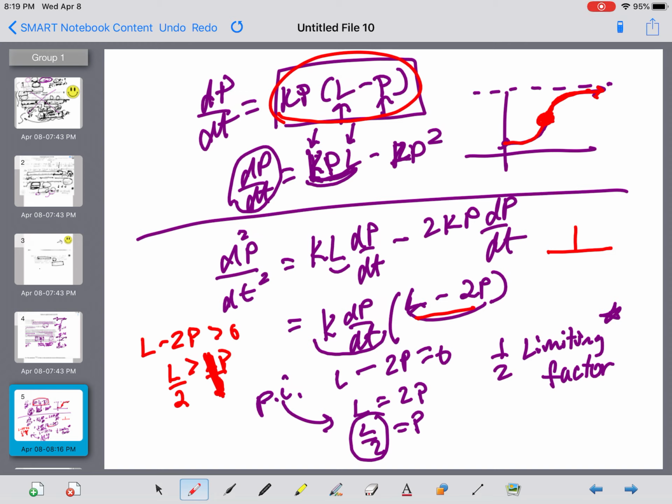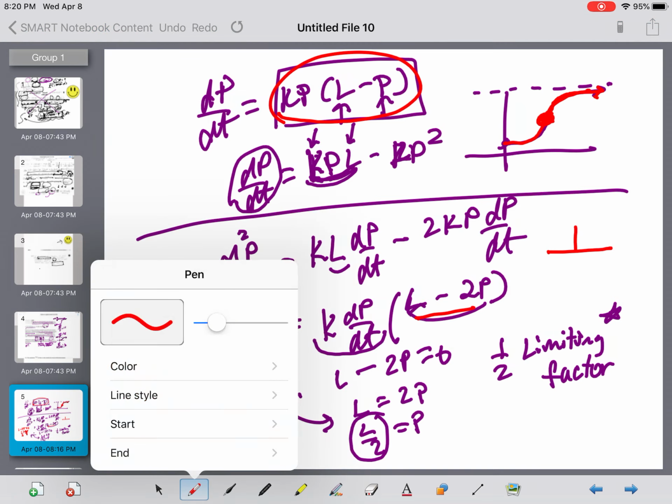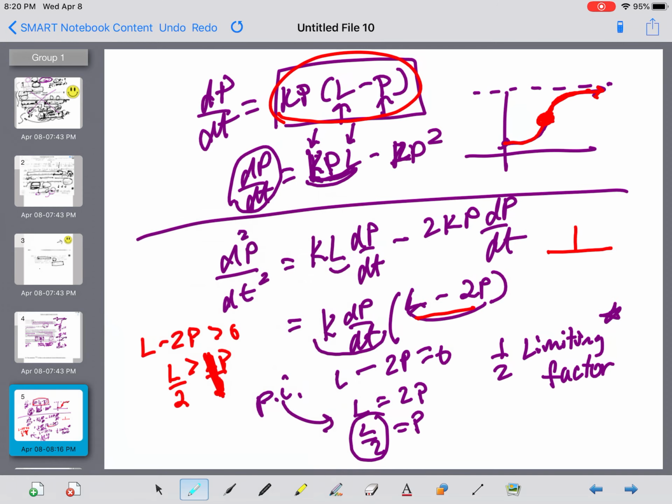I'll do it with numbers in just a minute. I'll do a problem with numbers and it'll be more explainable there. So let's actually do a hands-on problem. But as we leave this slide, this is ultra important: dP equals Kp times L minus P.